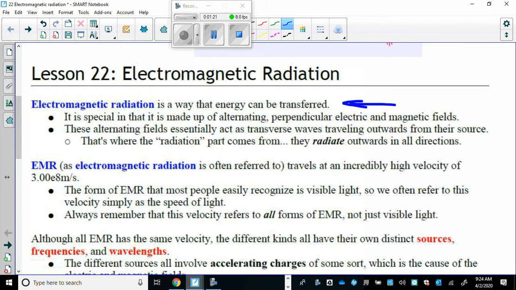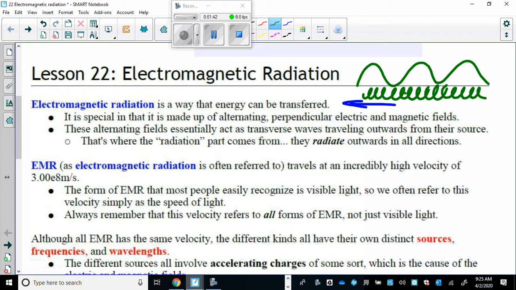Let's just review what transverse waves are. Transverse waves are waves that look like this. In other words, the wave is perpendicular to the direction of travel, as opposed to a longitudinal wave. Longitudinal waves, remember when we did slinkies in Physics 20, and you compress the string here, and the longitudinal wave travels, so the direction of travel is parallel. The transverse wave is perpendicular. And it says they radiate outwards in all directions.